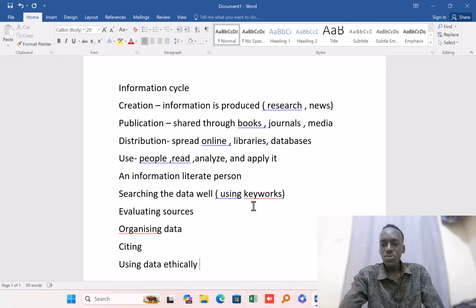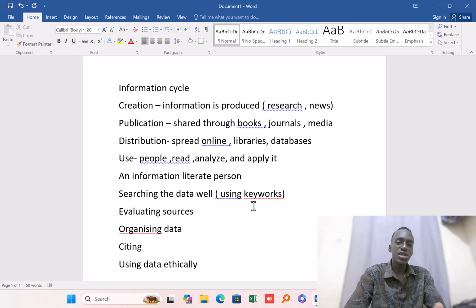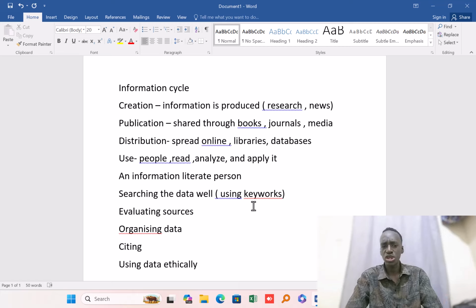So after all that, you have put them in place, you have understood the information cycle, and you have understood the skills that you need. So that will come to the end of our session for today.